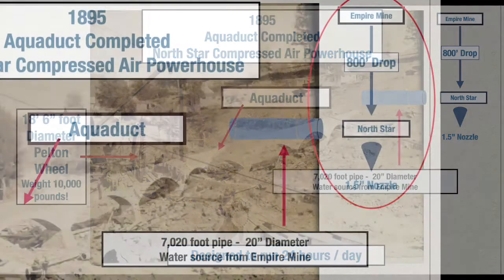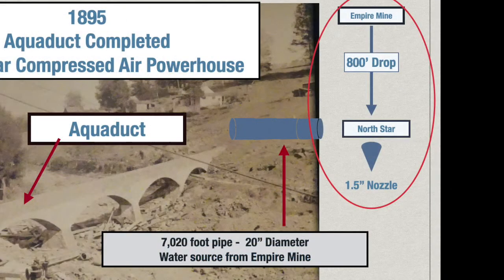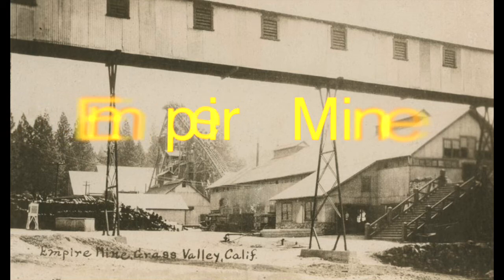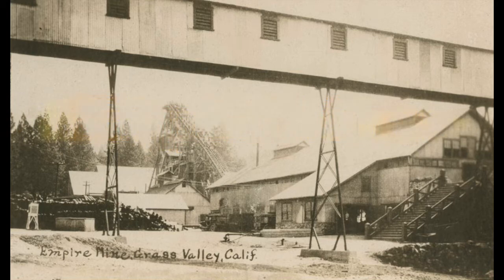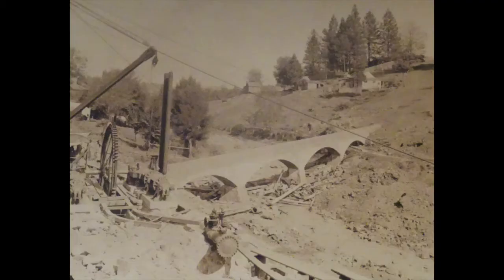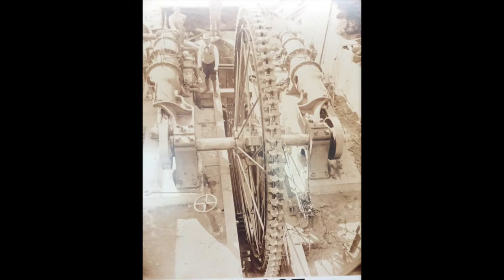Construction began in 1895. A 20-inch pipe called a penstock was laid 7,070 feet, connecting the Empire Mine's water supply to the North Star's mine. The pipe would cross Wolf Creek by way of an aqueduct before entering the powerhouse. The change in elevation from the Empire Mine to the North Star Mine was a drop of 800 feet.